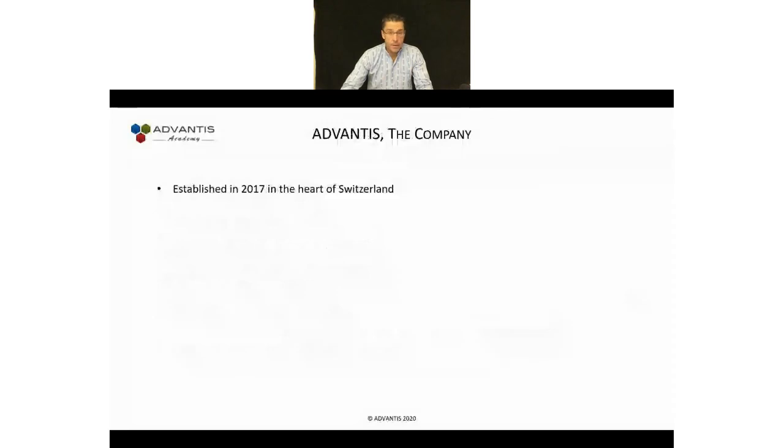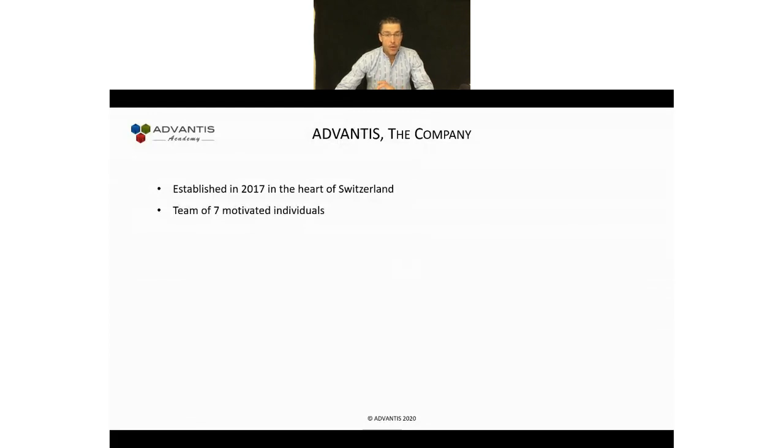Briefly on Advantis, the company, established in 2017, so 3.5 years ago, in the heart of Switzerland. By the way, this is a traditional Swiss outfit I'm wearing today in honor of that. Just so you know, that's what the farmers in the mountains wear when they bring the cows out. So I thought it was appropriate.